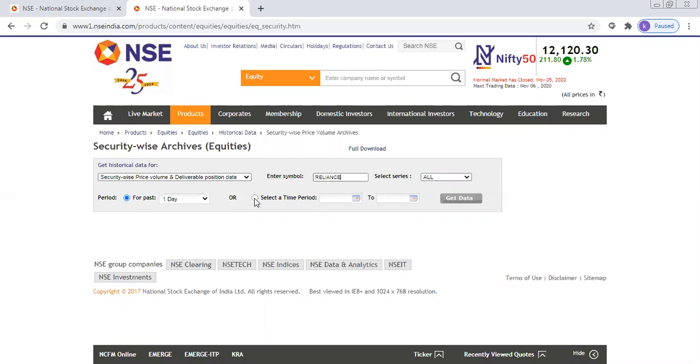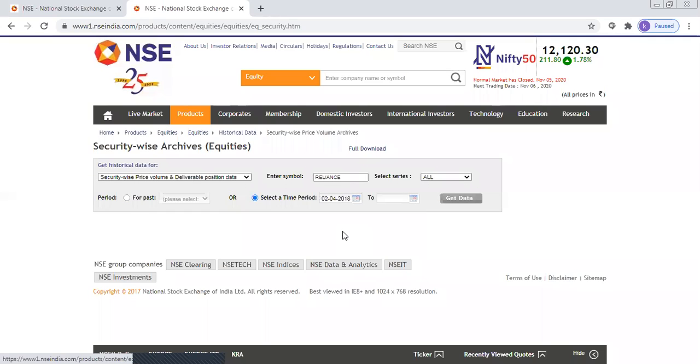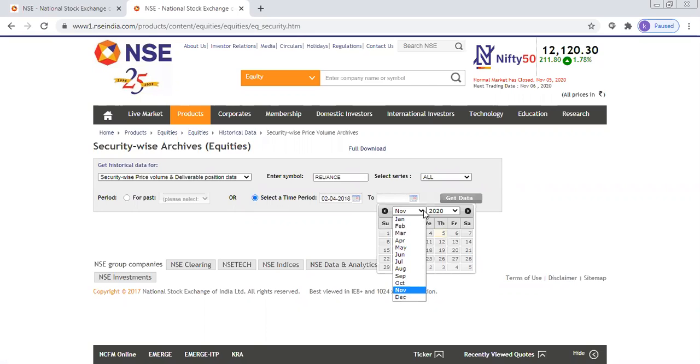Now I am interested in data which is more than 3 months. So I have to select the time frame. What is the time frame that I have given you? 1st April 2018. Okay, 1st April happens to be a Sunday. Don't take it, start from Monday. So from the first Monday of 2018 to till what date? 31st March 2020, right?